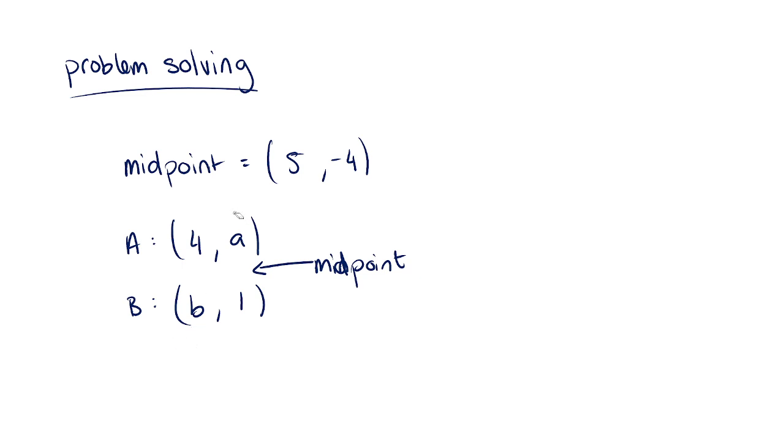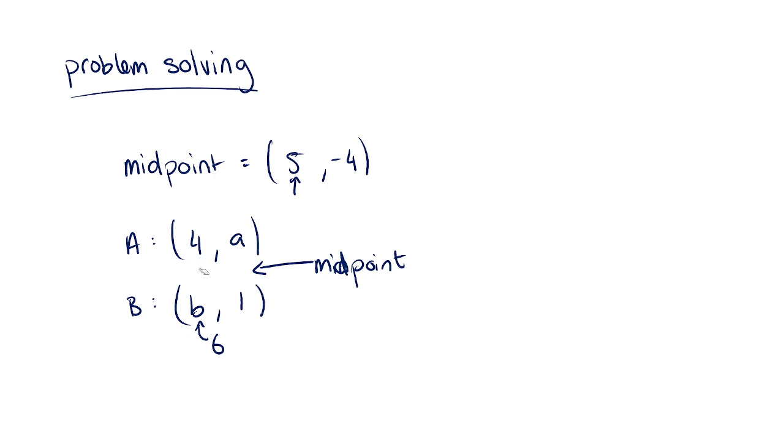Now, because the midpoint needs to be halfway between A and B, the midpoint needs to be in the middle here, and I can see that actually the midpoint of the x-coordinate is 5. So 5 is halfway between 4 and this B number, which I think means that B must be 6. Yes, because we've added 1 here, and then we're going to add 1 again to get to the other side. So we have B as being 6.